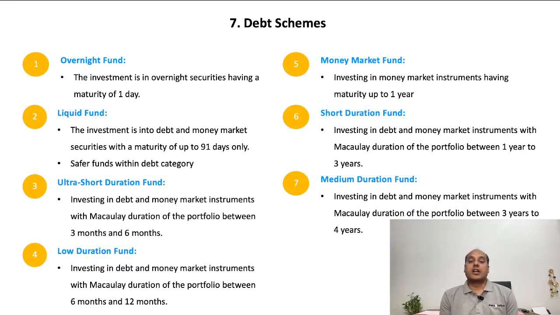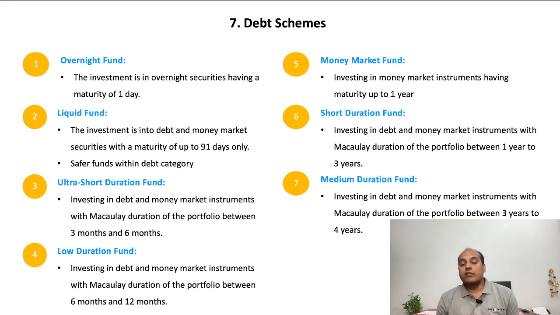Next comes money market fund. Money market fund is where the money is invested into money market securities where maturity is up to a maximum of 1 year, not beyond that. Next comes short duration fund. Short duration fund is nothing but where the duration of the portfolio is between 1 year and 3 years.